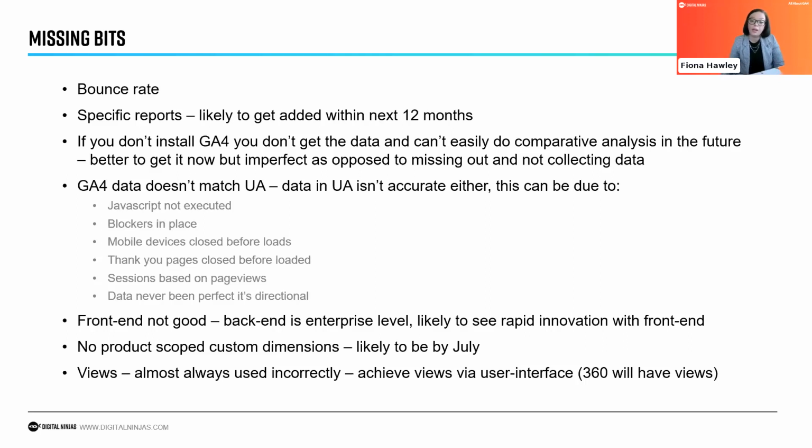In GA4, the bounce rate has been replaced by engagement rate, which takes into account user behavior beyond just page views. Engagement rate measures the amount of time users spend on a website and the number of interactions they have with the website, such as clicks, scrolls, and video plays. While engagement rate provides a more comprehensive view of user behavior, it is not as straightforward as bounce rate, which has been a staple metric in GA for many years. This change in metric may require you to adjust your analysis and interpretation of user behavior.